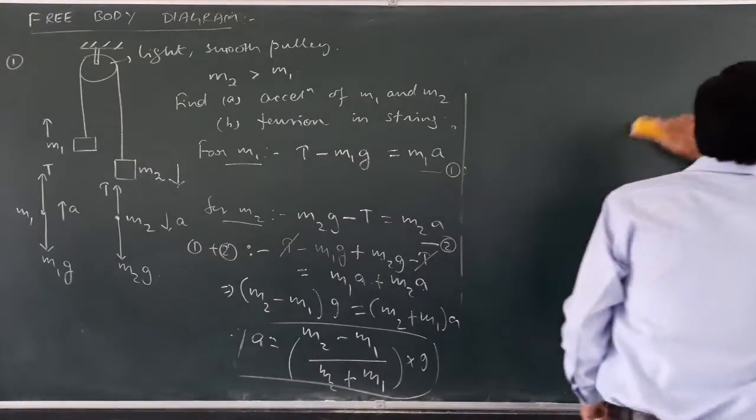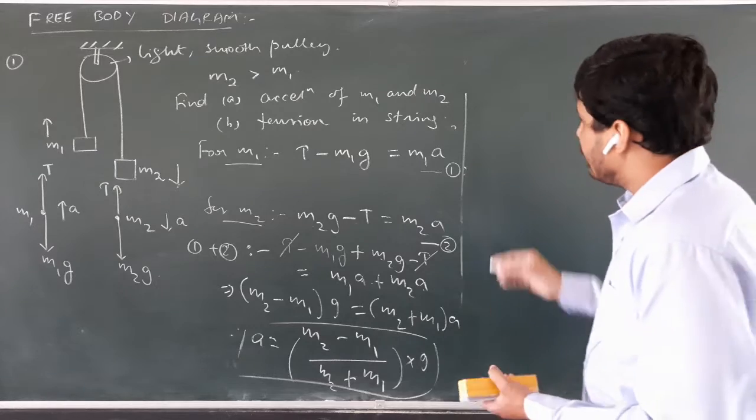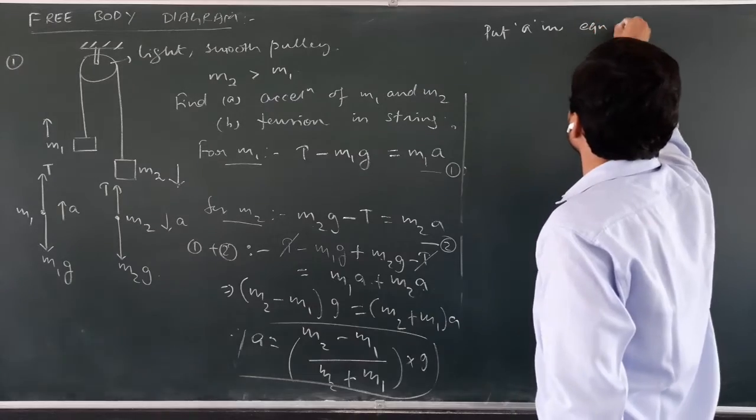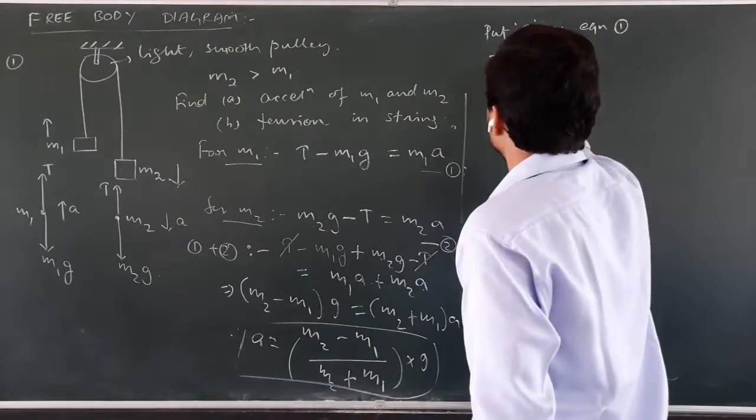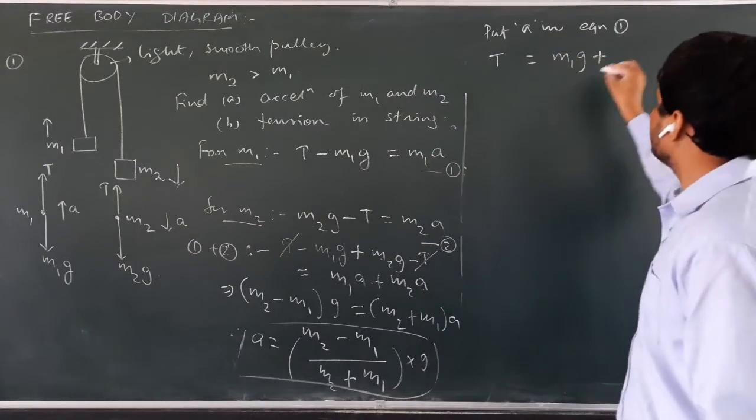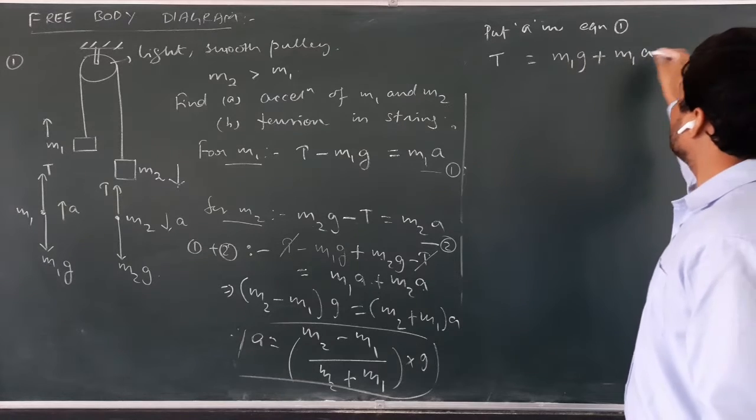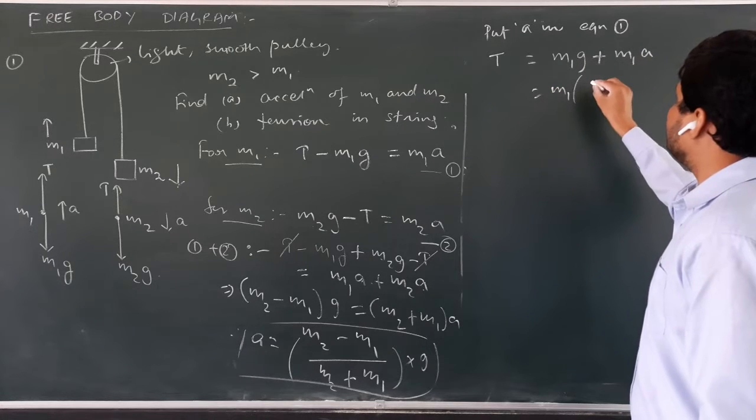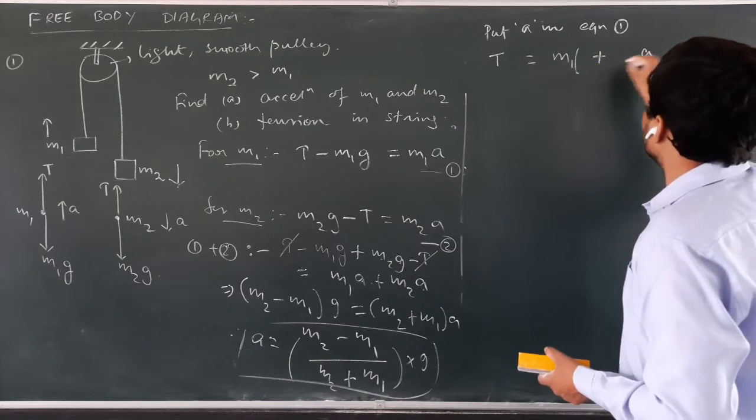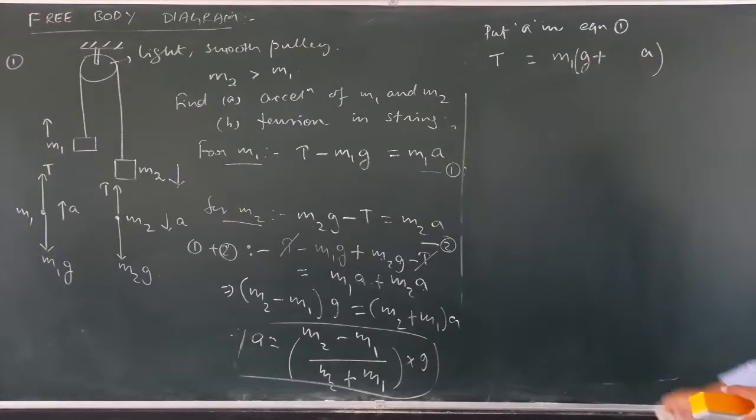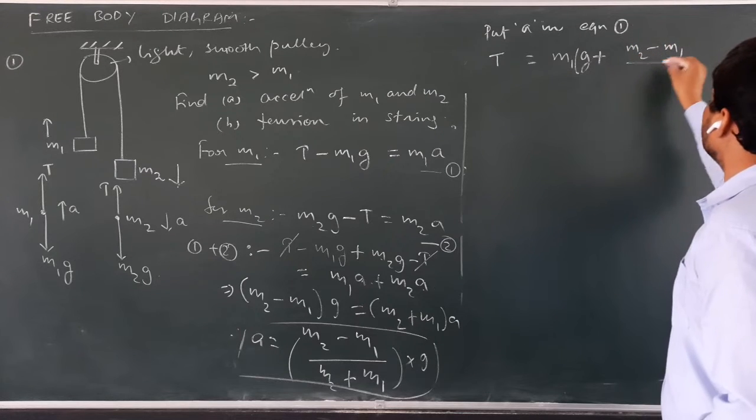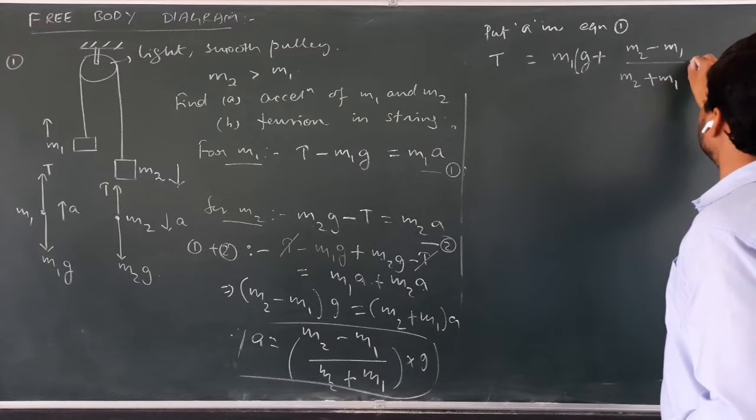So let us quickly put the value of A. So put A in equation 1. So we will get T equals to, this will come to the right hand side, M1G plus M1A. So M1 we can take common, we will get G plus A. Now put the value of A. A is equal to how much? M2 minus M1 by M2 plus M1 into G.